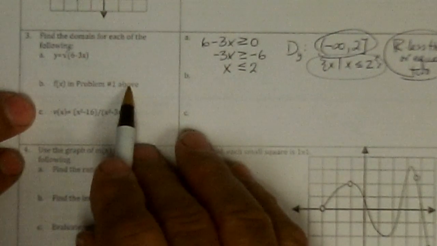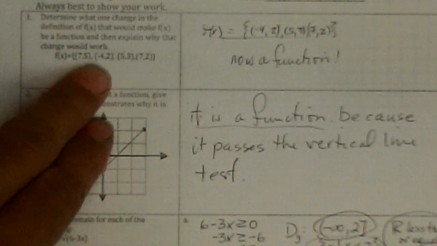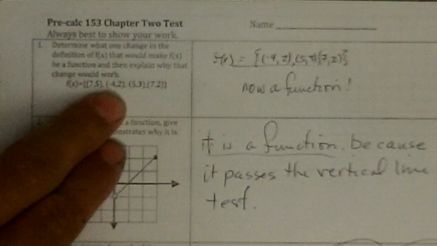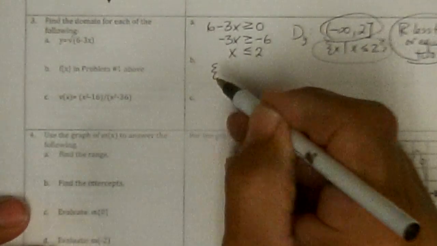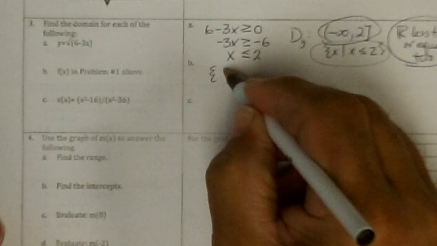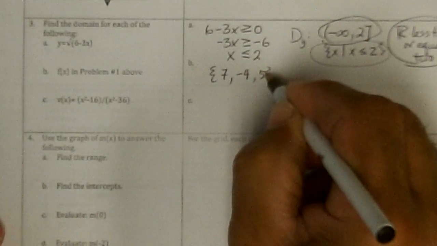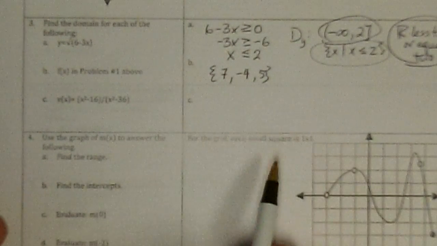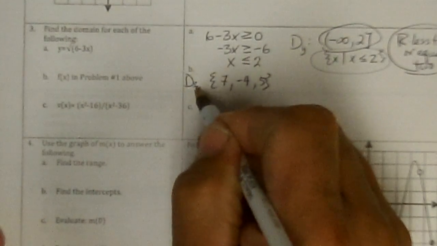F of x in problem 1 above, its domain is just the x values. 7, negative 4, 5. And I don't repeat the 7 because I've already said it's in there, so that's probably easiest to do in set notation. 7, negative 4, and 5. It's not from negative 4 to 7 because there's no numbers in between, so that's probably the easiest way to do the domain of f of x.